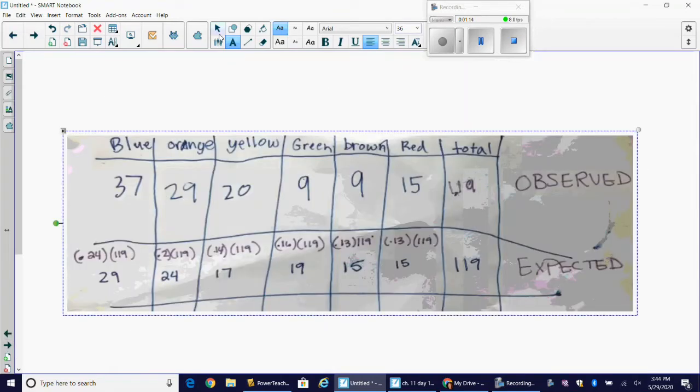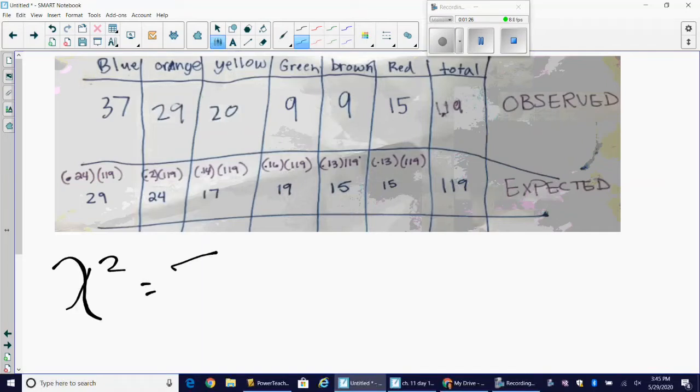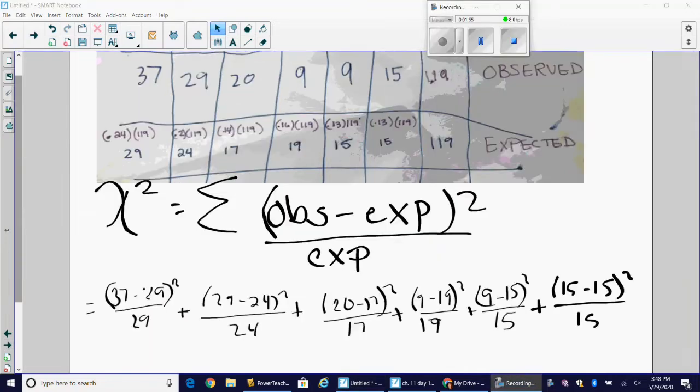So then we look at our table. It's important that we look at the observed versus the expected. So we're going to calculate our test statistic called chi-squared. You take the summation of the observed minus the expected, squared, so it doesn't equal 0, all divided by the expected. Okay, so once we get our values for each category, we add them all up.